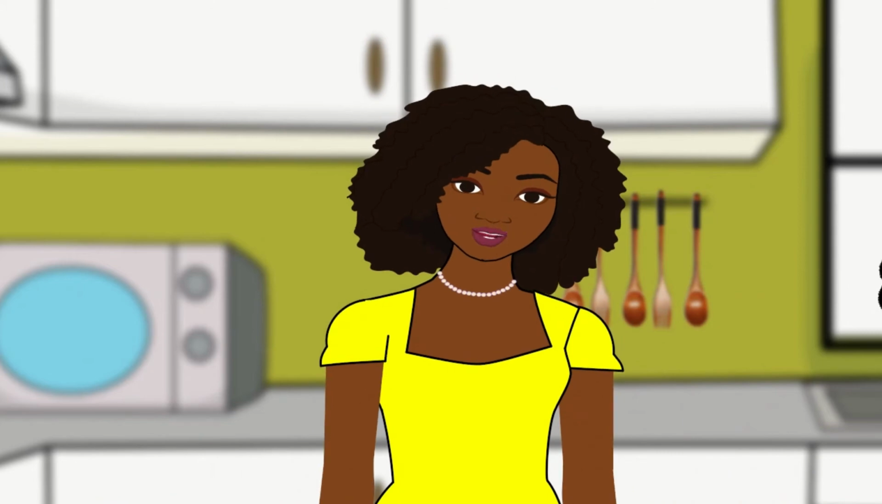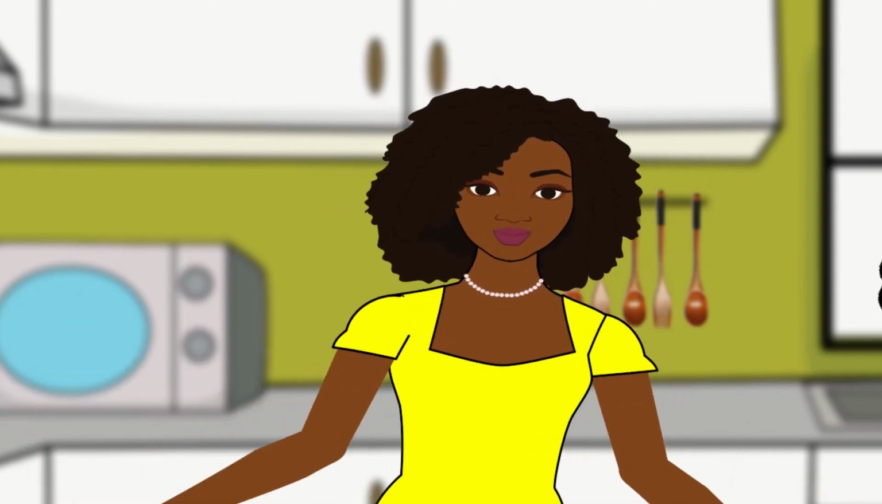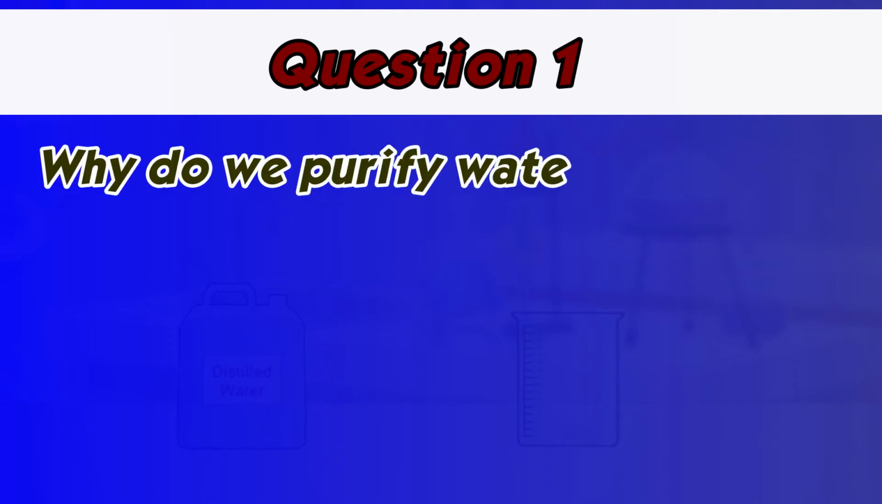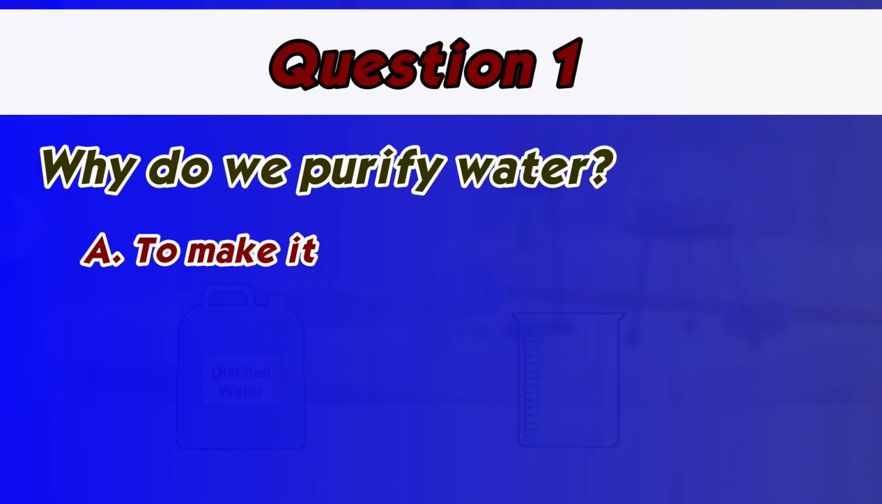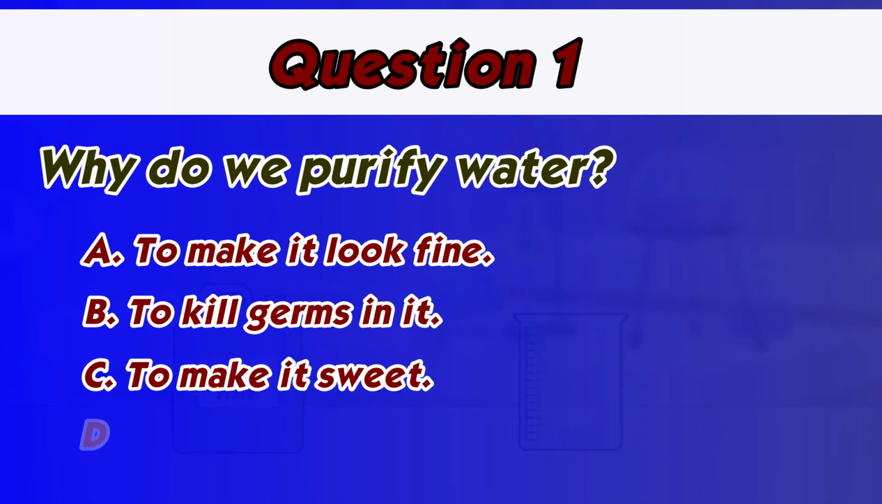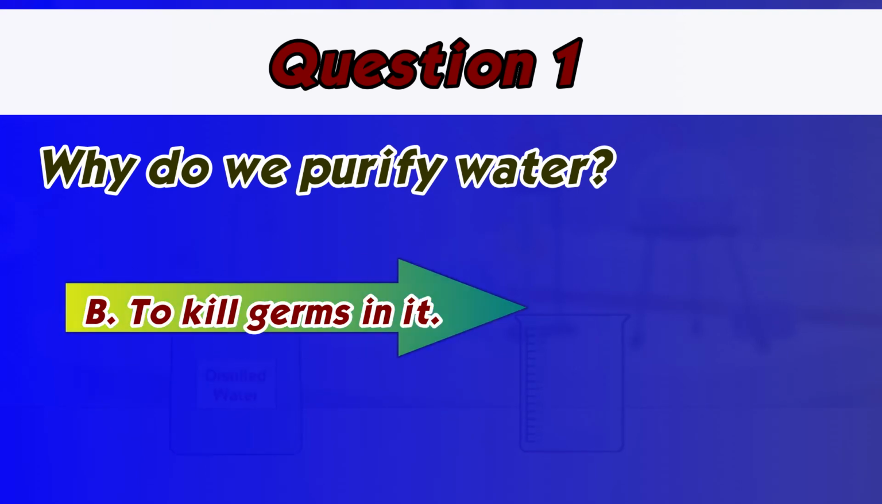For now, here are a few test questions. Can you also identify the correct answers to the following questions? Question 1. Why do we purify water? Option A. To make it look fine. Option B. To kill germs in it. Option C. To make it sweet. Option D. To make it colorful. The correct answer is option B. To kill germs in it.